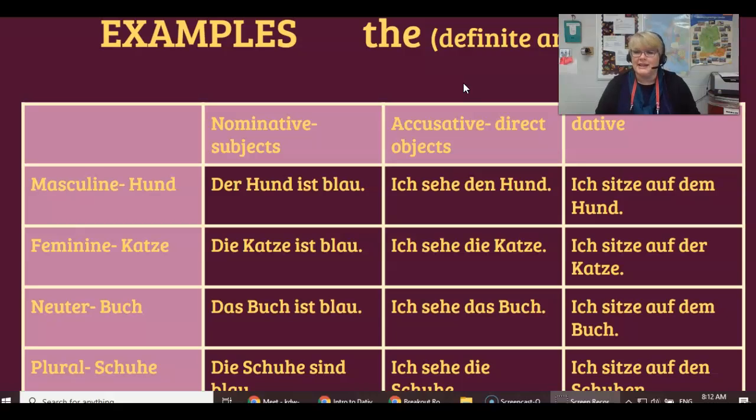Das Buch, ich sitze auf dem Buch. Yeah, I'm sitting on the book. Also, das changes to dem. And then the shoes. Ich sitze auf den Schuhen. Yeah, auf den Schuhen. I stick an N on the end of my noun.